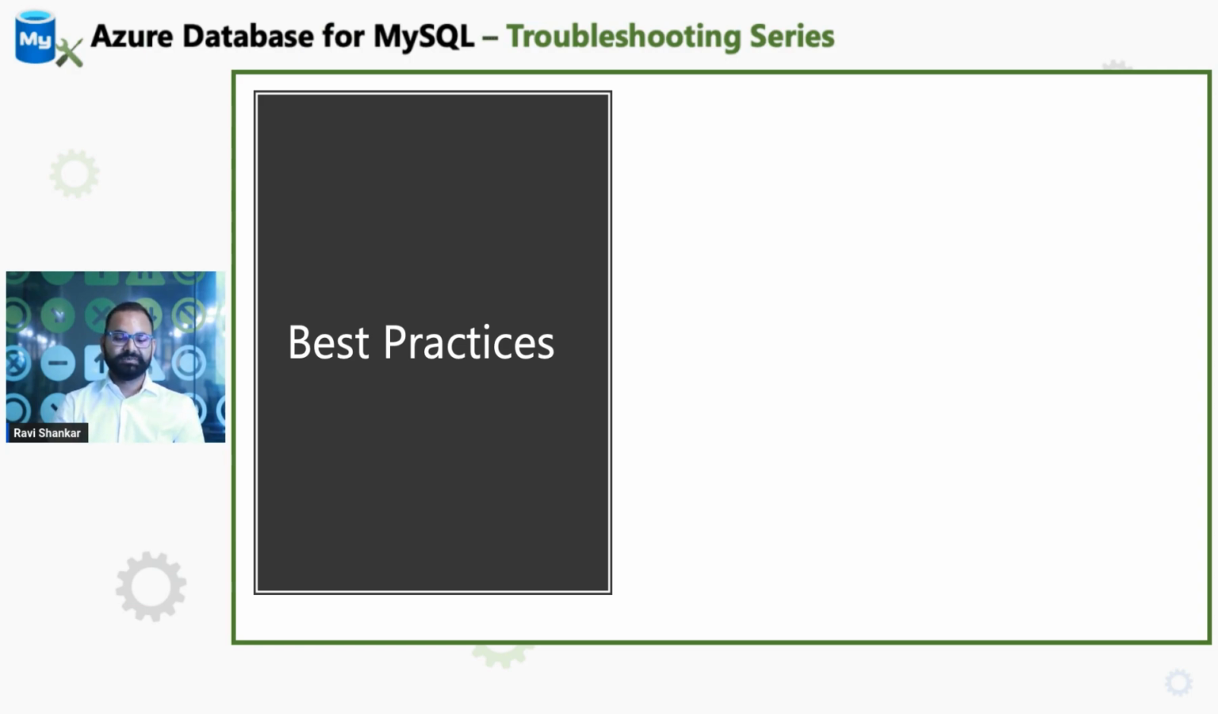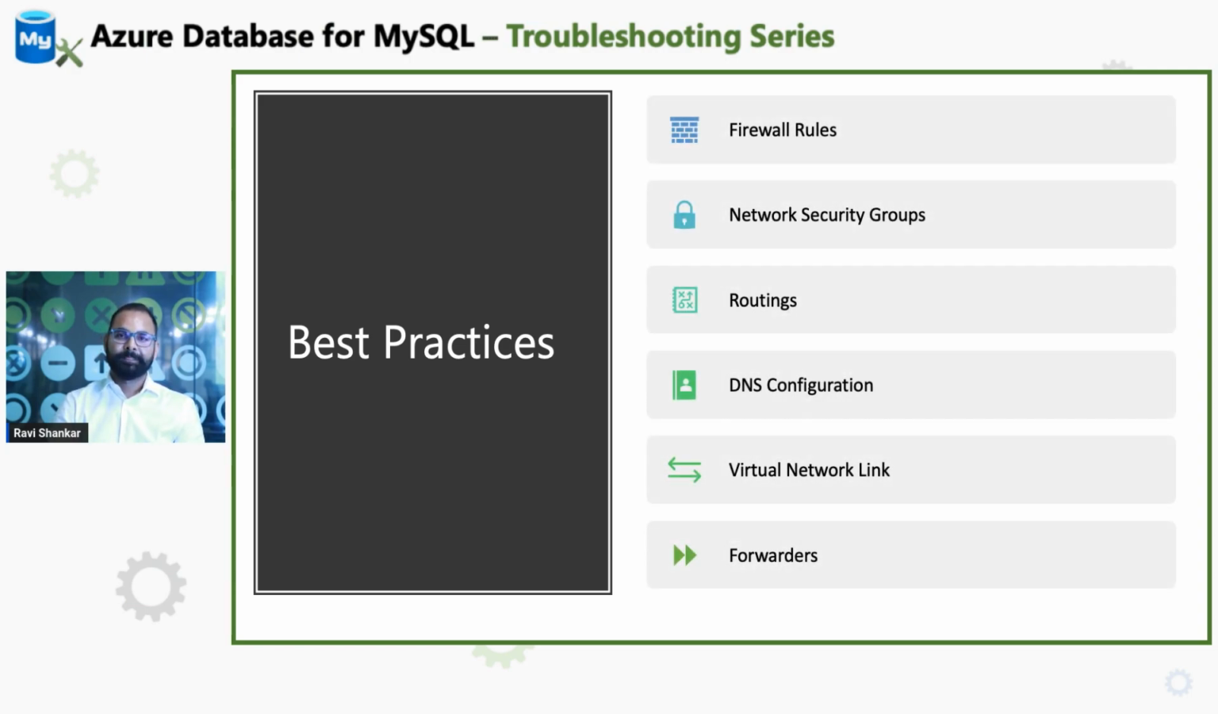Here are some best practices which I'm going to cover. First one is the firewall rule. If the firewall rules are not configured correctly, both on on-prem and Azure, there might be blocking, and because of that blocking, the host cannot be reached or the MySQL server would be unreachable. We might face some issues with the DNS resolution as well as connectivity.